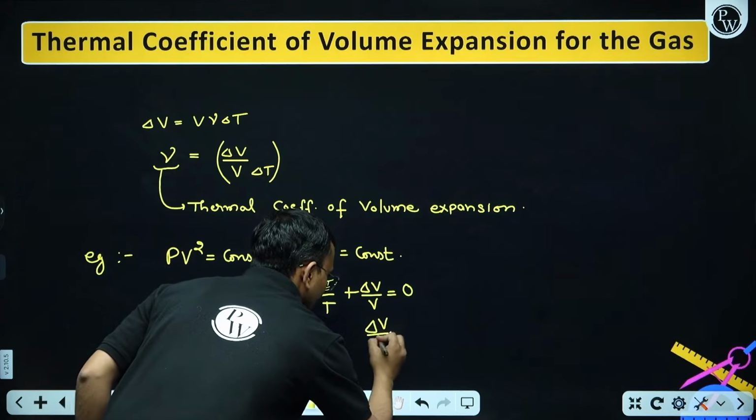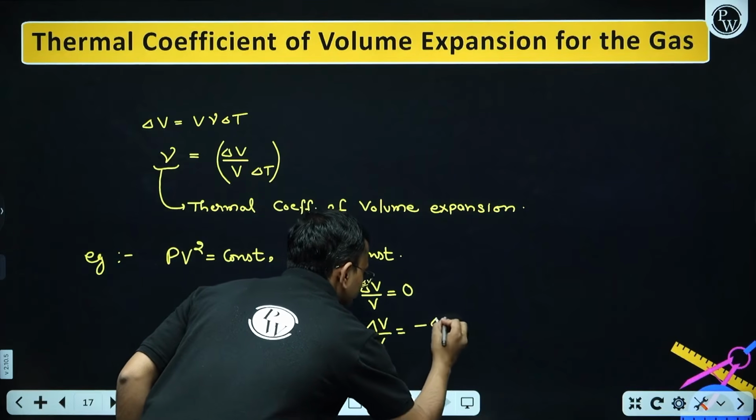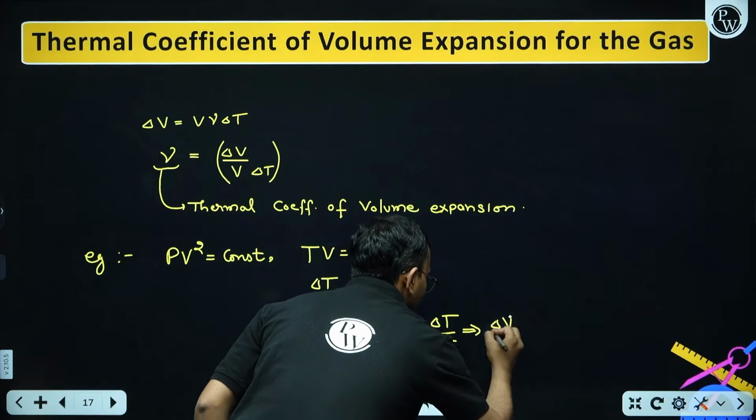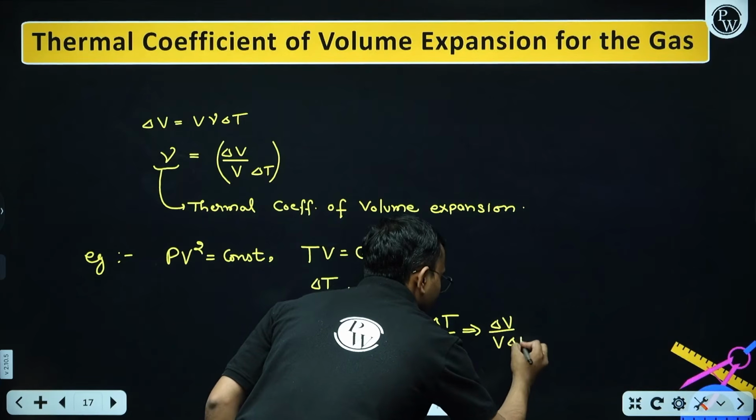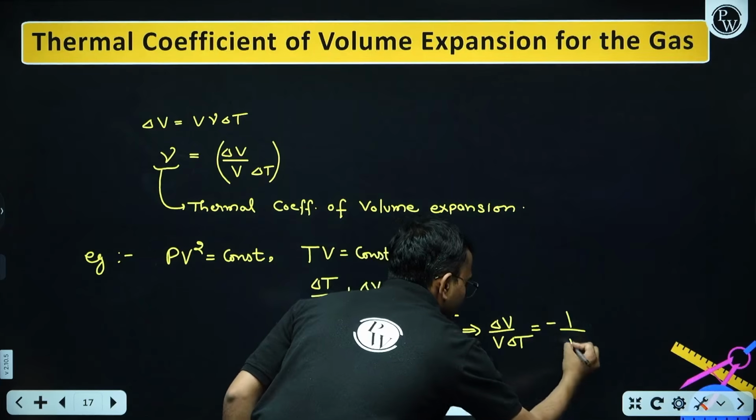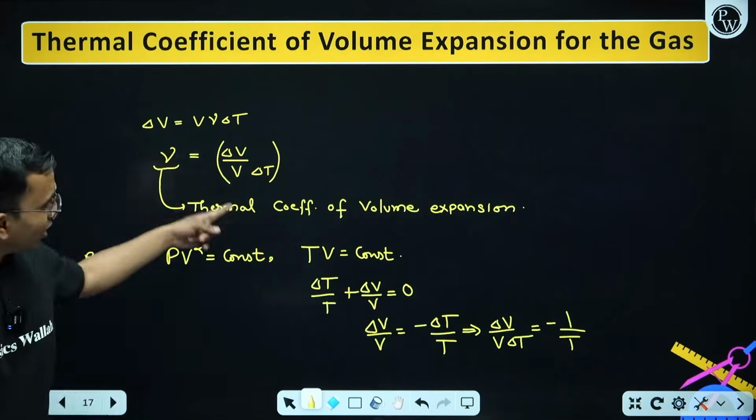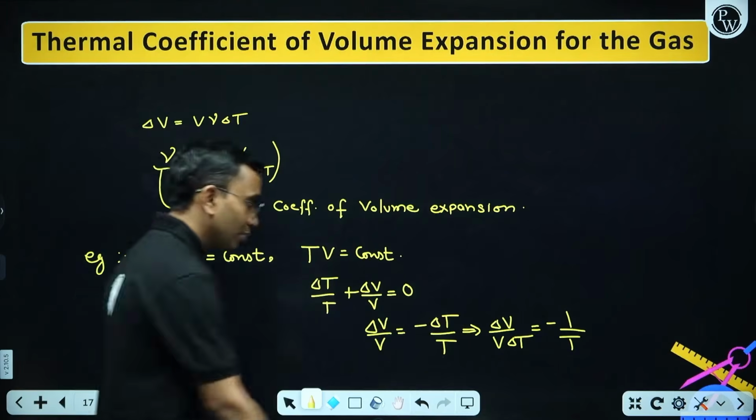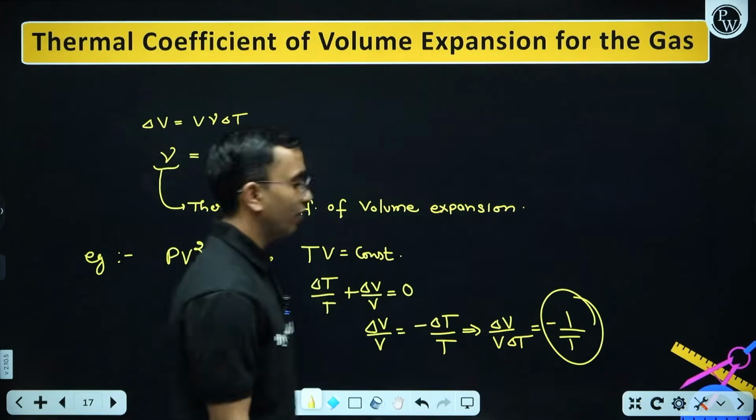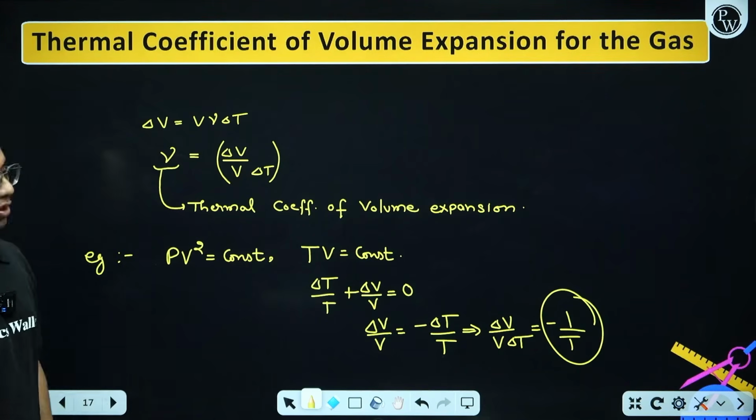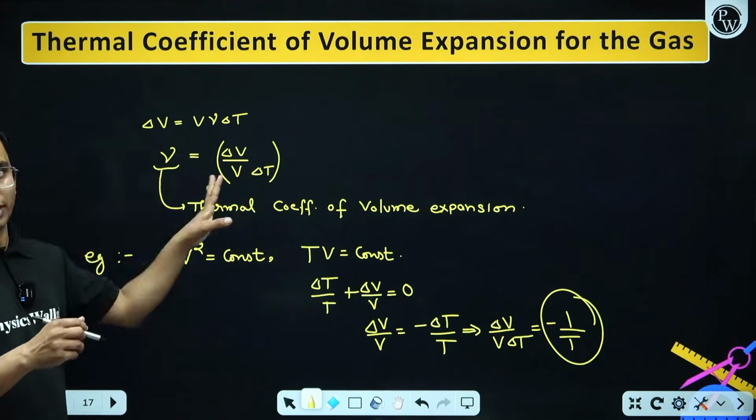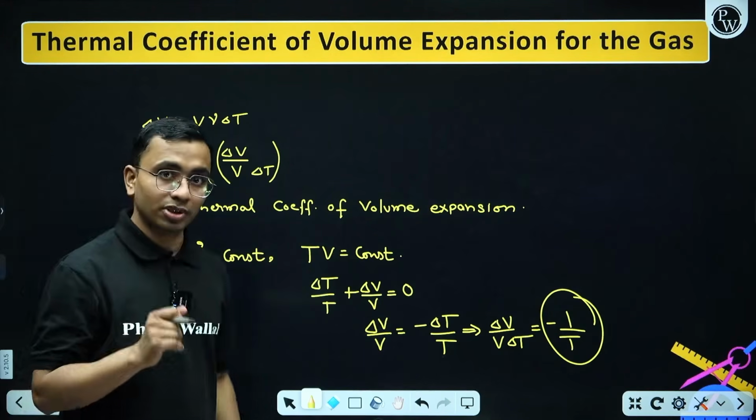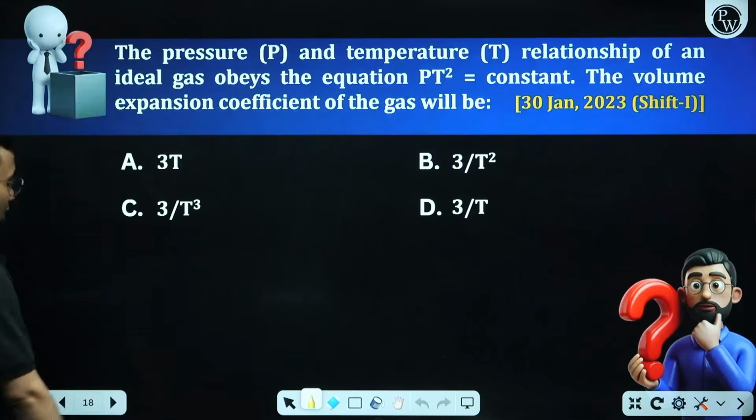Delta V by V comes out to be minus delta T by T, and from there delta V by V delta T comes out to be minus 1 by T. So here this becomes my coefficient of volume expansion, the thermal coefficient of volume expansion. Now if any process is given, you can use the same method to find the thermal coefficient. Questions are asked from this, therefore I am covering this.